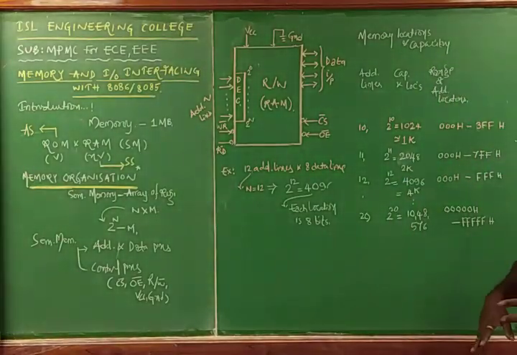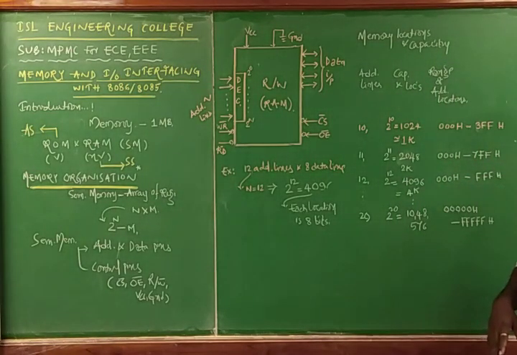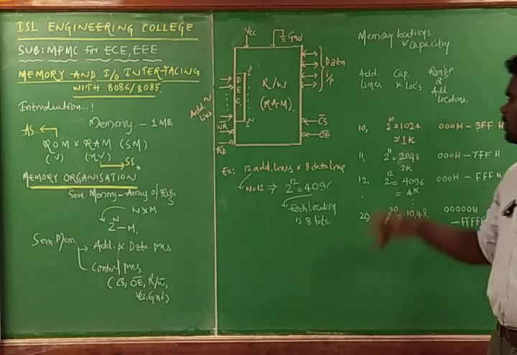Hexadecimal is a number system which has a base of 16, that is from 0 to F, so the 8086 microprocessor can be accessed with the hexadecimal number system. And again I am going with one more example.